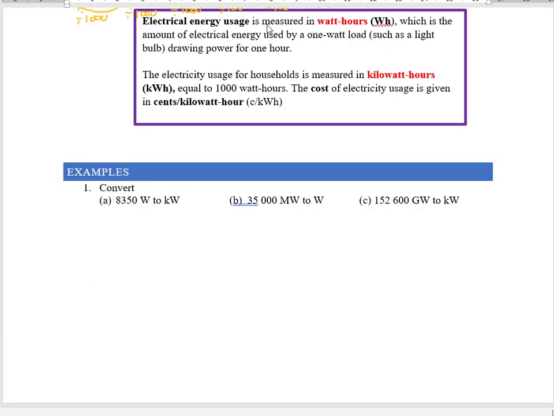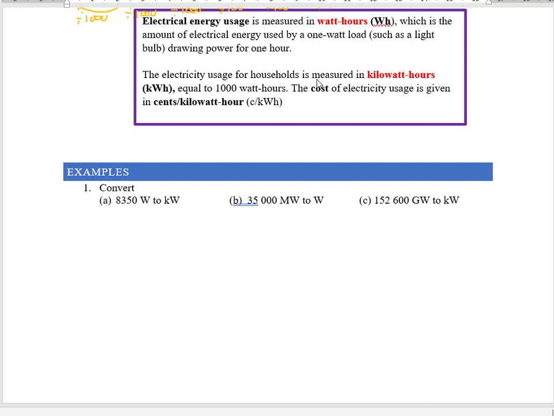So now I know that electricity usage is measured in watt hours. So electricity for an appliance is watts, and the usage is measured in watt hours, which is the amount of electrical energy used by a 1 watt load, such as a light bulb, drawing power for 1 hour.